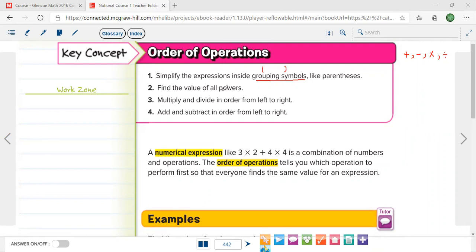Find the value of the power, if we have a power, like an exponent. Multiply and divide in order from left to right. Add and subtract in order from left to right. So first, we begin with the parentheses, the brackets, then powers, then multiply and divide, then add and subtract.